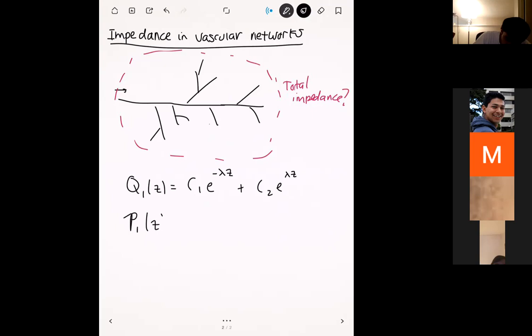All right, so that's the flow as a function of distance down the tree. And we can also solve for the pressure as a function of distance. And it looks very similar to our flow. And so pressure is equal to minus rho, which is density, C0 squared times lambda divided by i omega A naught, times minus C1 e to the minus lambda z plus C2 e to the lambda z.